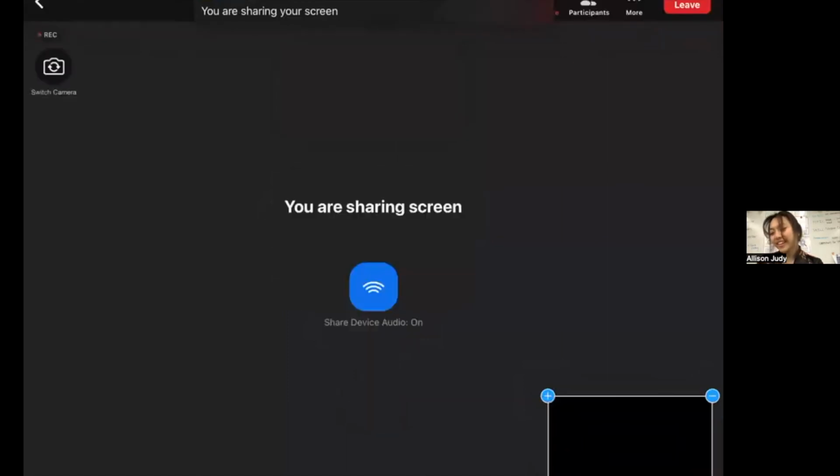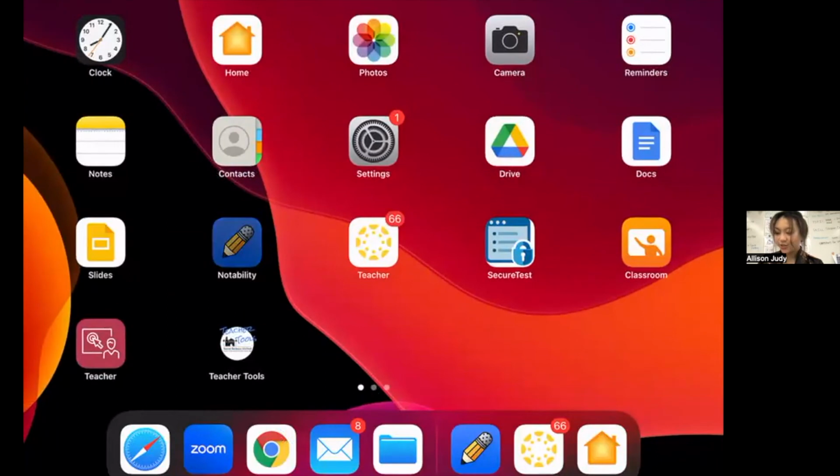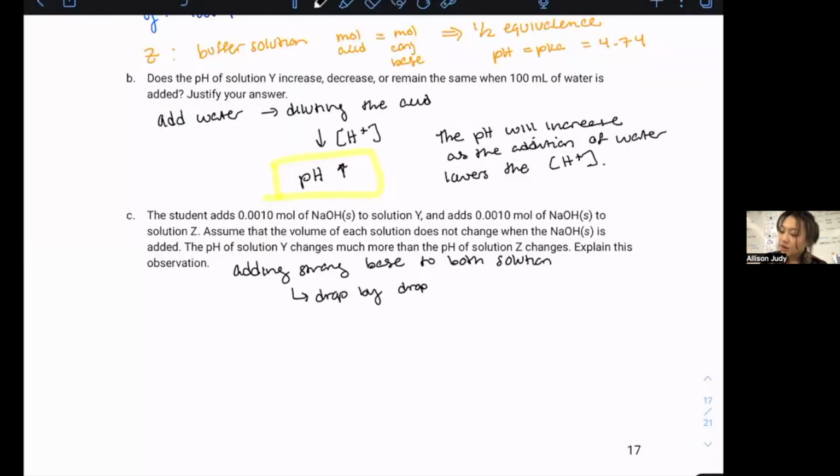Okay, there we go. So back to this question. We know that as we add things drop by drop in a non-buffer solution, such as solution Y, which is not a buffer, okay, we'll see that the addition of NaOH will be far more effective in changing the pH than in solution Z, which is a buffer, and buffers stabilize pH when small amounts of titrant are added.